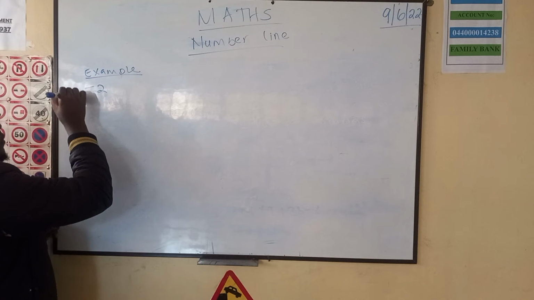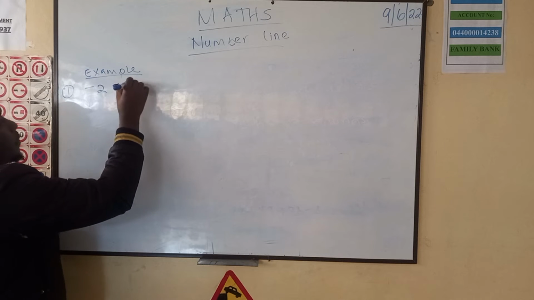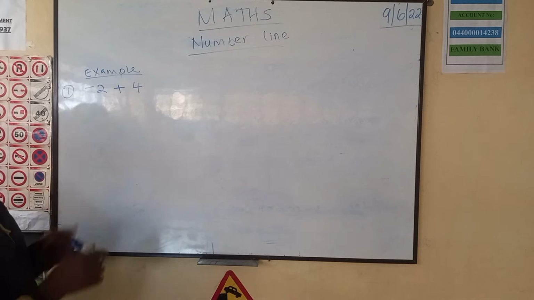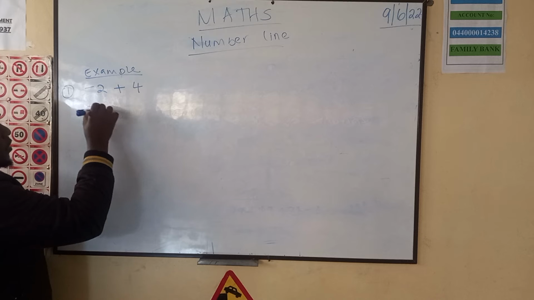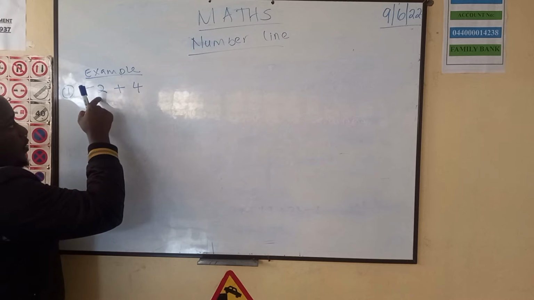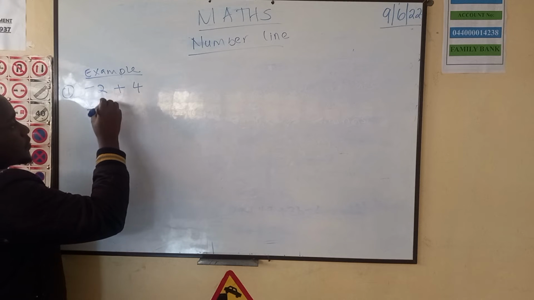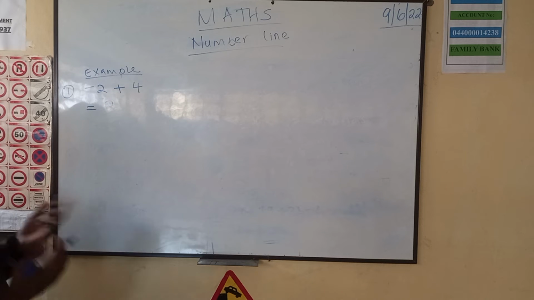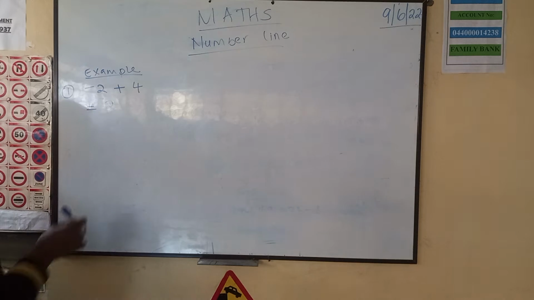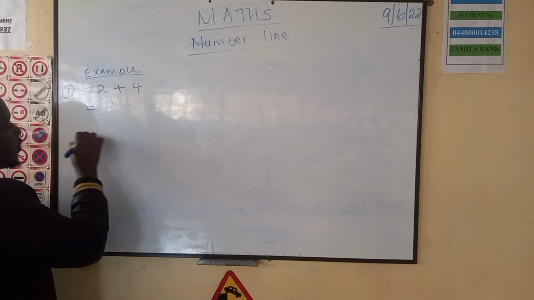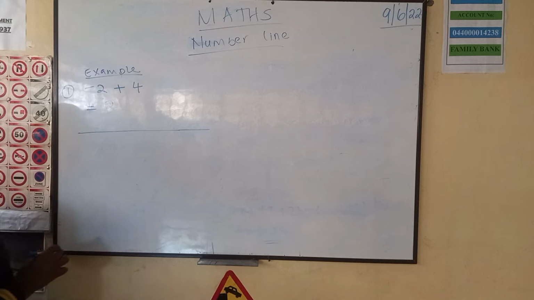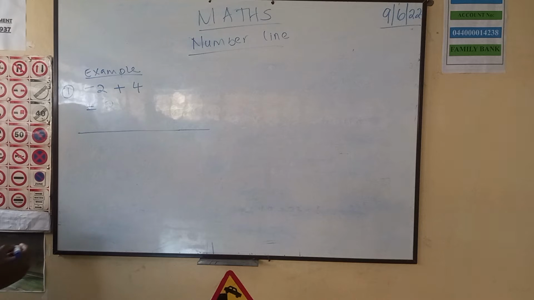-2 plus 4. Some of you ask yourself why the sum of this brings us to +2. Why is it +2? Now, going back, you can use a number line.